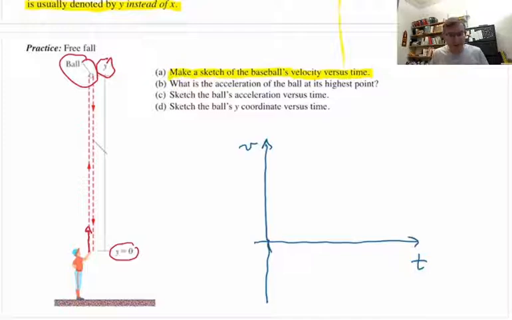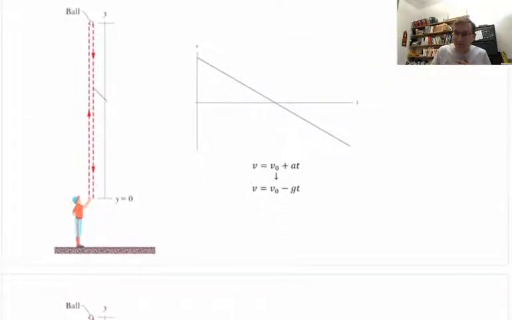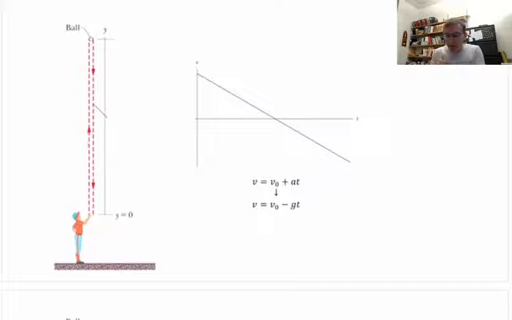Okay, welcome back. Did you make the sketch for yourself of velocity versus time for the baseball? Let's have a look at what it will be. There it is. Okay? Notice it is a straight line with a non-zero vertical intercept and a negative slope. Where did that come from? Well, there's a couple of ways to think about it.